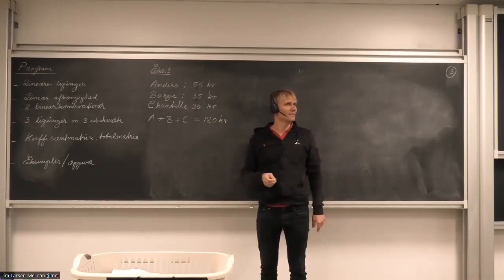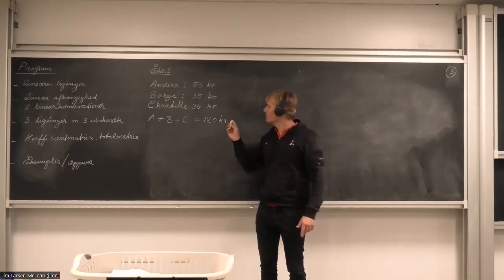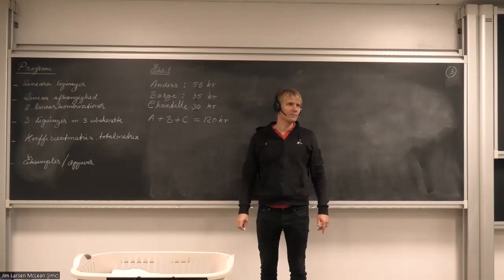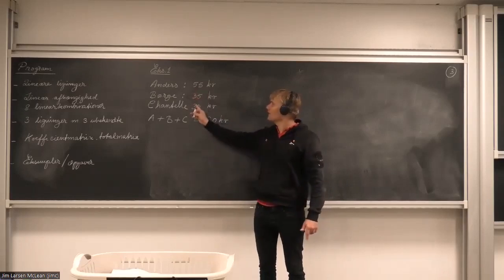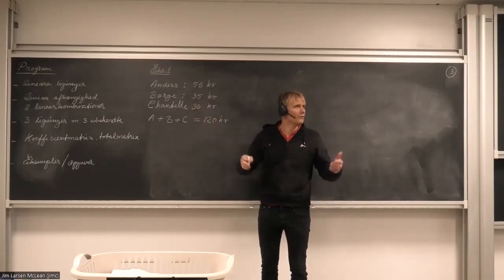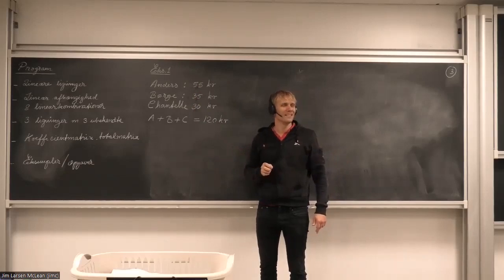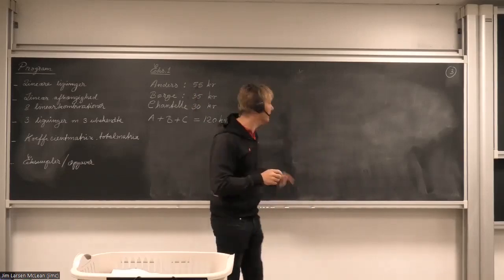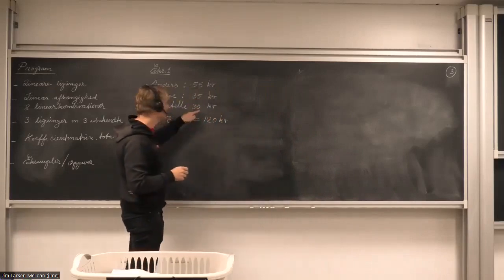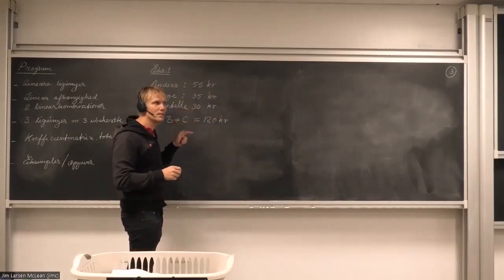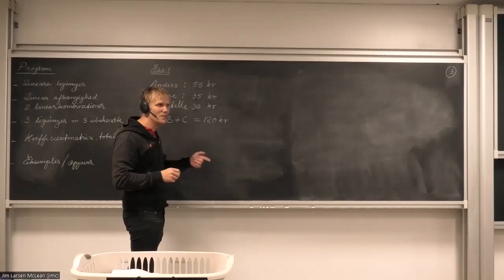And then they asked in the math competition, how much did Anders, Berger, and Chantal have to start with? The answer is 55, 35, and 30. We know that because we started with the answer. But now I will show you how to find 55, 35, and 30 using the theory of linear equations.